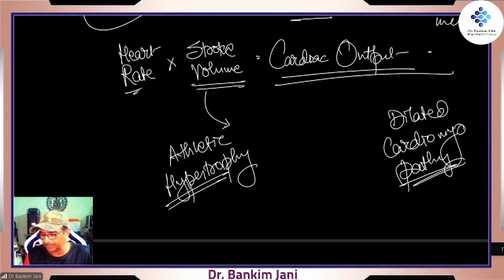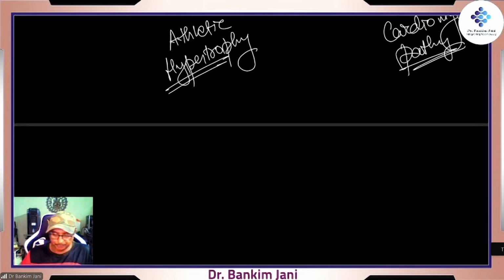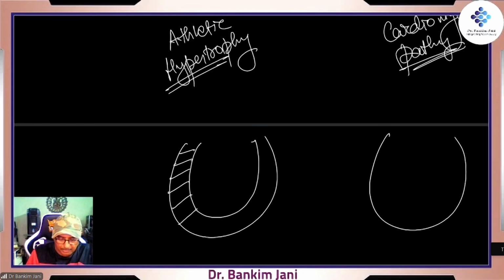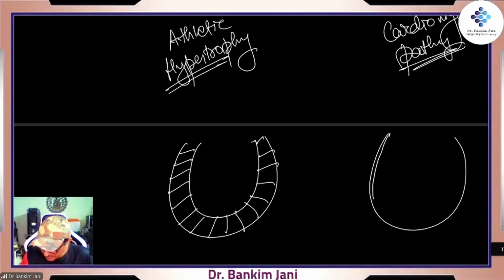Cardiomyopathy. See, these are ventricles. In case of an athlete, right, it would be like this. The healthy musculature of the ventricle would increase. When it comes to dilated cardiomyopathy, it is this, because of the enlargement, right?